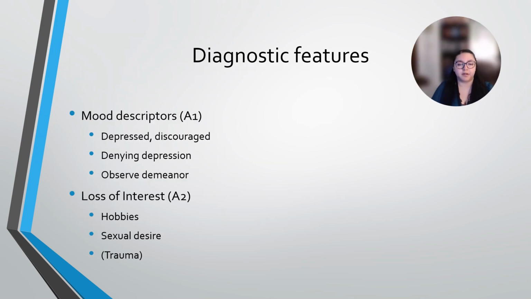All right. So here we have diagnostic features again. We're talking about specifics and some examples. So mood descriptors for A1 is going to be that criteria that we talked about in the beginning, which are someone may feel depressed or discouraged. So someone may describe it as feeling hopeless, feeling down in the dumps, feeling sad, feeling bleh, having no feelings. These are some ways that you're going to hear it.